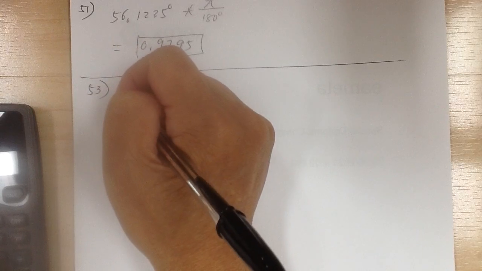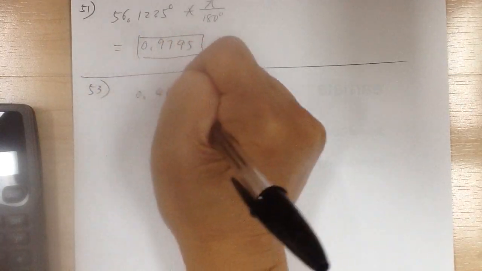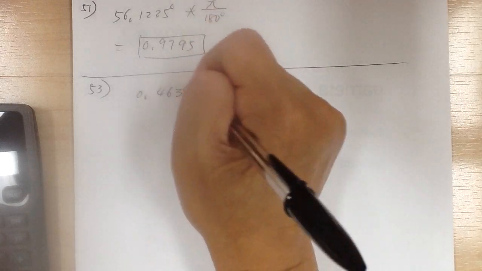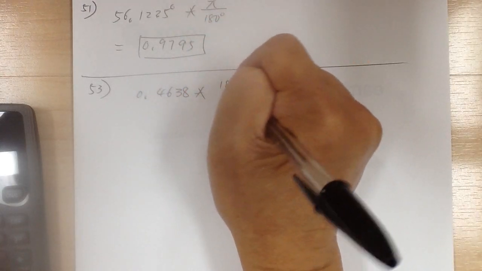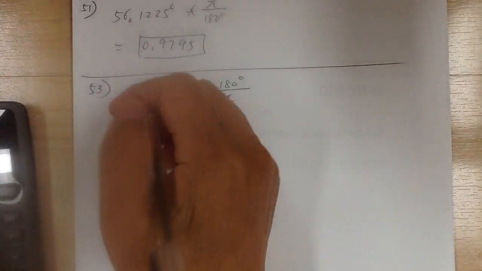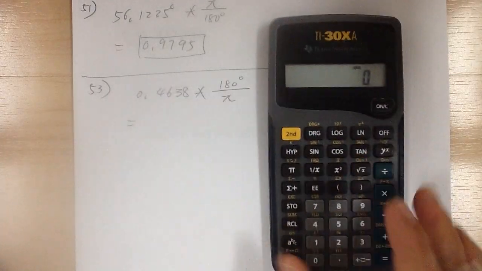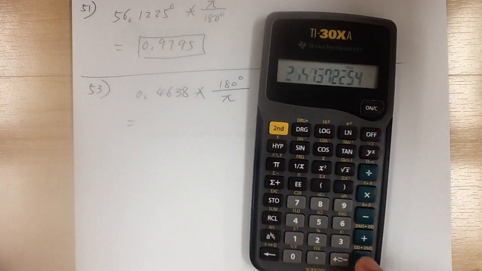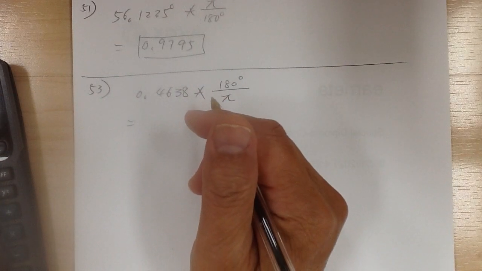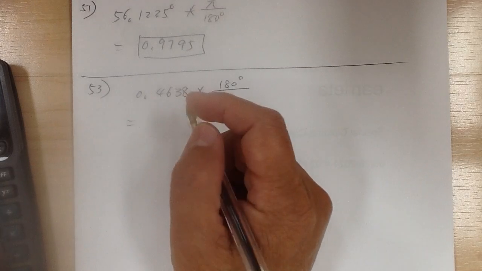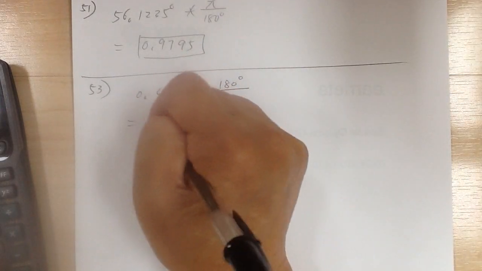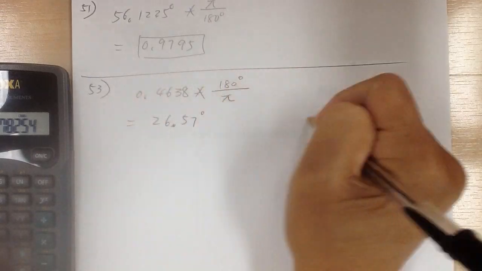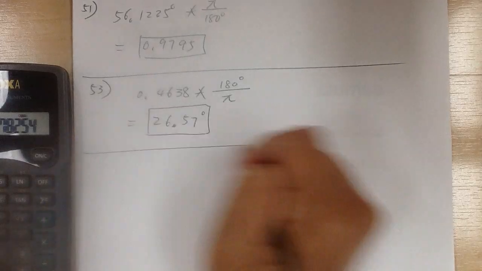Okay, 53. You got 0.4638 radians, and convert to degrees. To convert to degrees, you multiply by 180 degrees over pi. So 0.4638 times 180 divided by pi equals, in decimal degrees, 26.57 degrees. There are more digits, but we're rounding to 4 decimal places.